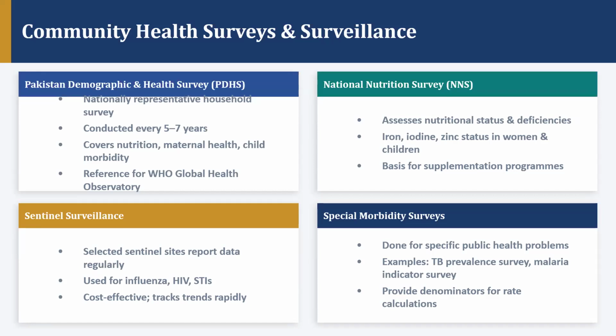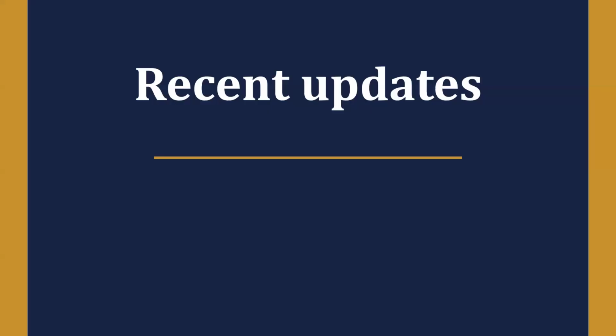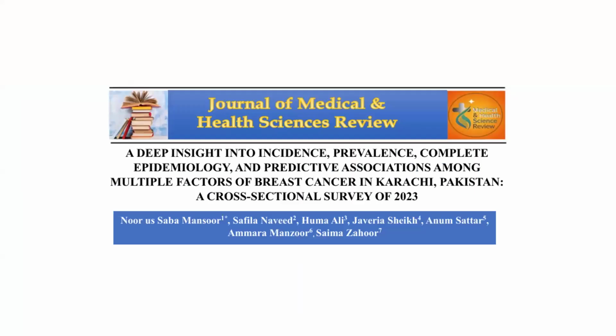Next is the community health survey. The Pakistan Demographic and Health Survey, a nationally representative household survey, is conducted every 5 to 7 years. The National Nutritional Survey assesses nutritional status and deficiencies. Sanitary survey: selected sanitary sites report data regularly. Special morbidity surveys are done for a specific public health problem, for example, TB prevalence survey, malaria indicator survey. So next are the recent updates.